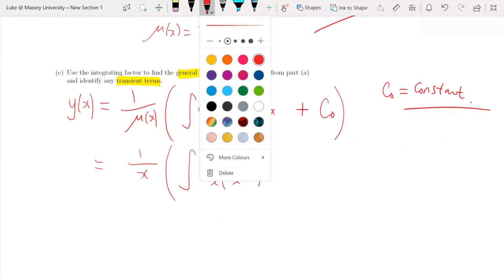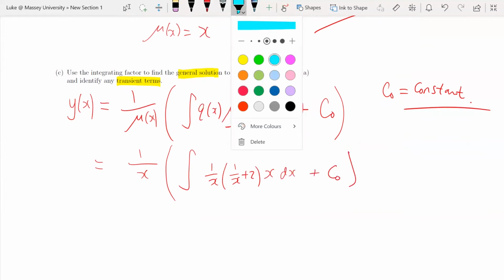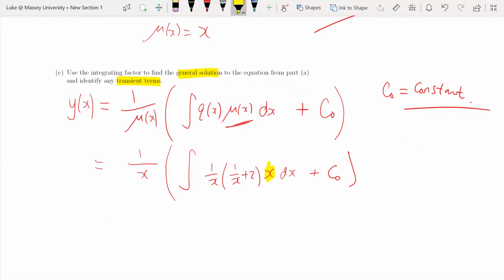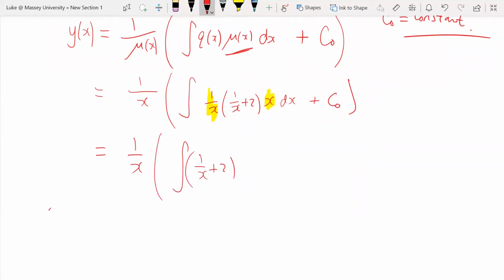And we're multiplying that by mu of x. So mu of x is just x. Okay. So the x here is going to cancel with the 1 over x here. x divided by x is 1. So we end up with simply that this is equal to 1 over x times the integral of 1 over x plus 2 dx plus c naught.